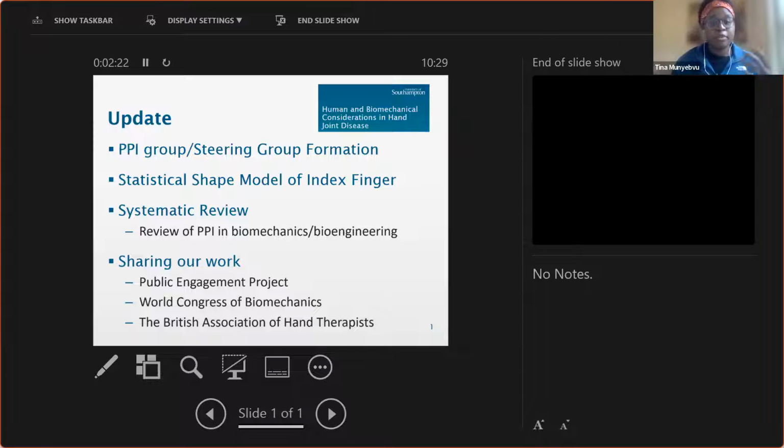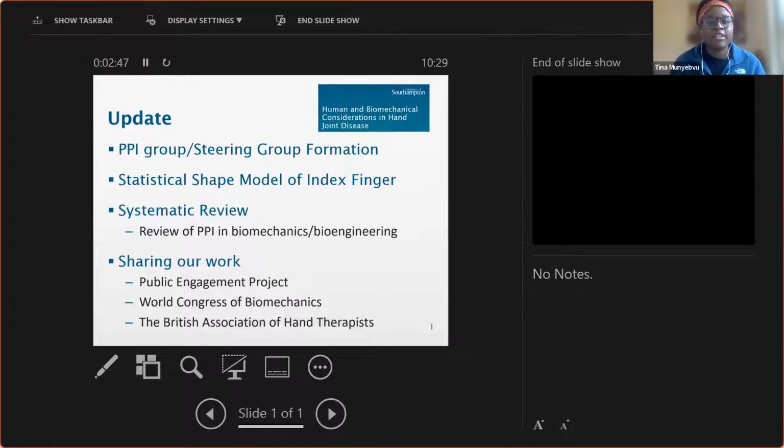Since this is an engineering project and we're incorporating PPI, which seems to have not been formally done in the past, we're also trying to write a systematic review to see how PPI has shown up in biomechanics and bioengineering and push for this idea that there is a large value in PPI and why we should be applying it in engineering contexts.